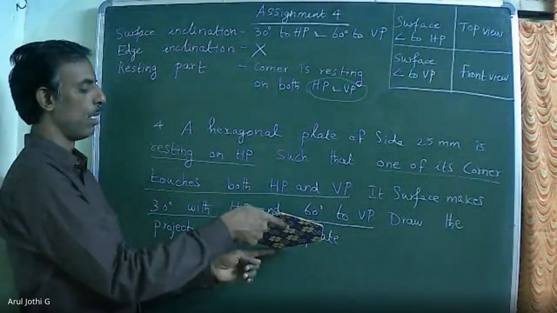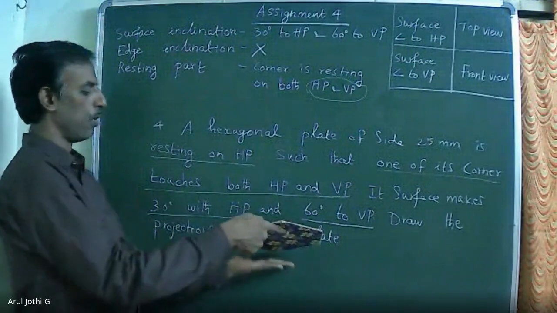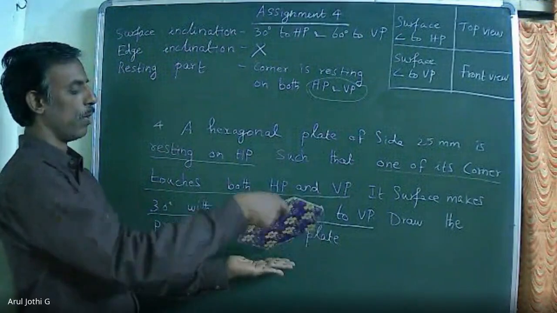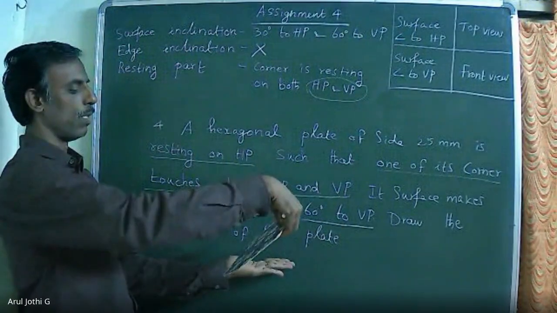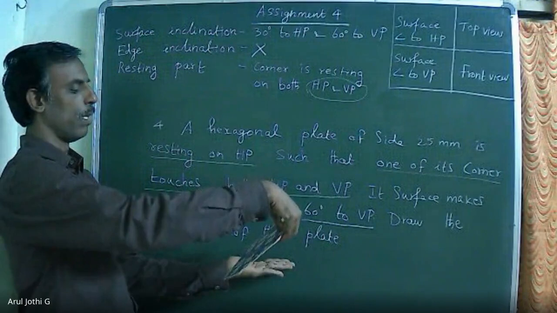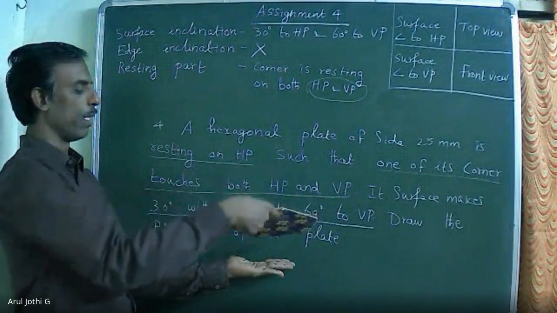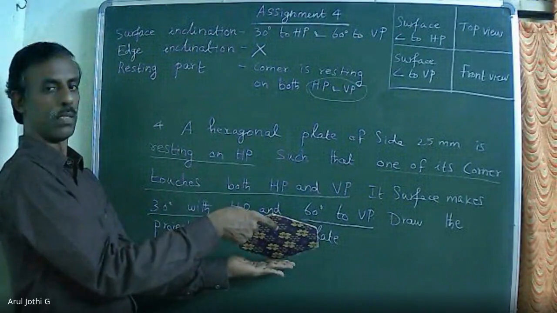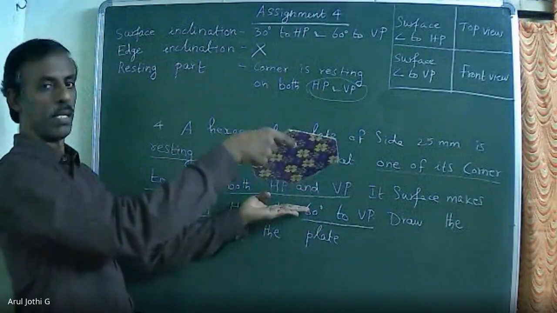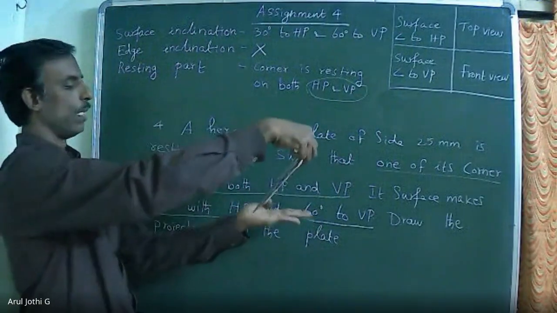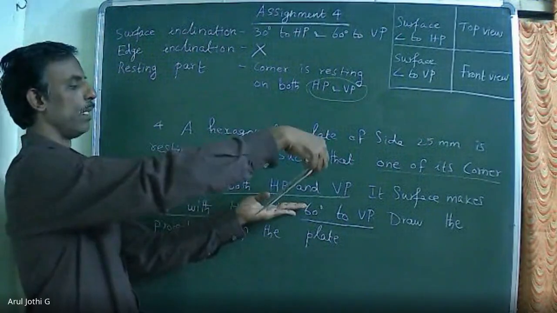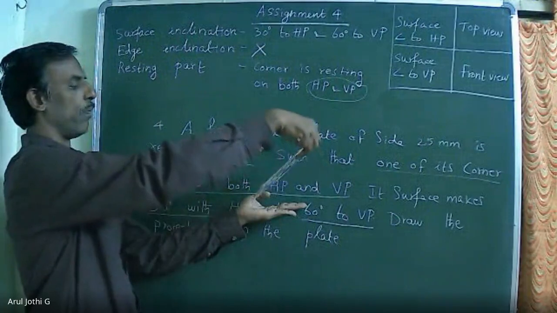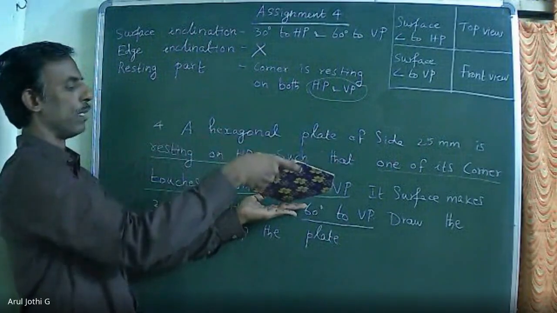So this corner lies on both HP and VP. So this is your second position. The corner lies on HP, and you are getting one apparent top view. That top view we are going to rotate through 90 degree in such a way that the corner lies on VP like this. Once again I am explaining here. One corner is resting on HP. The plane is inclined 30 degree to HP. You are getting one apparent top view. In the final diagram, you rotate the top view in such a way that the resting corner lies on VP.